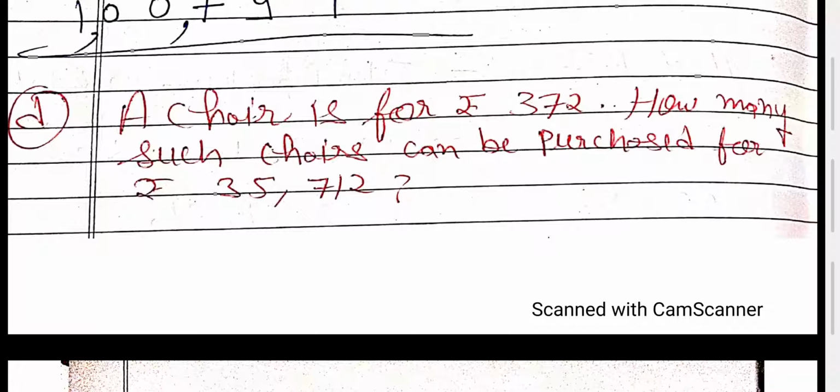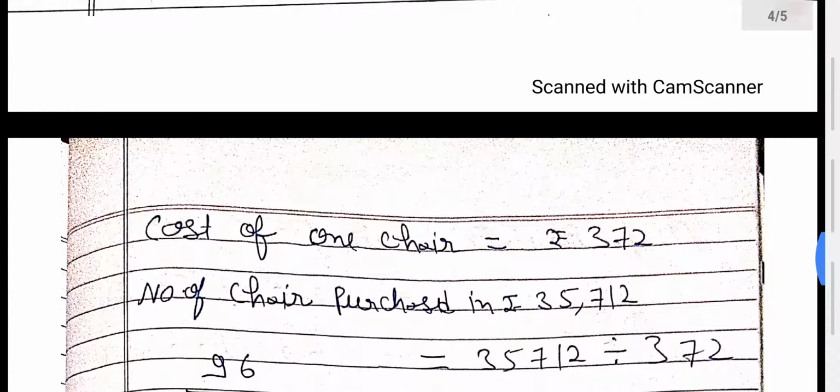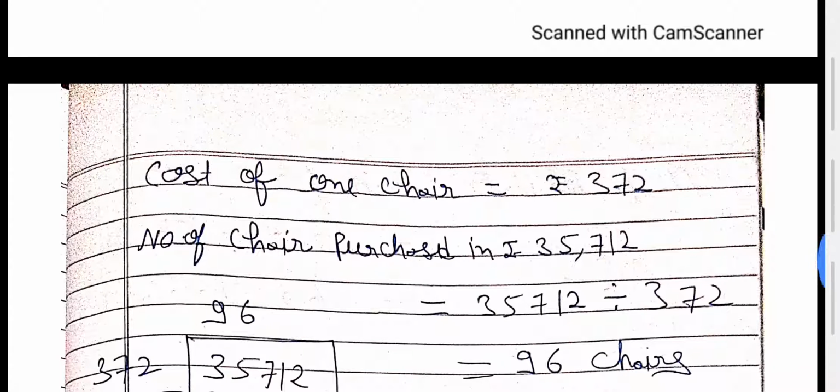Now what is the cost of one chair? 372, and you have to purchase for how many rupees? 35,712. So listen, whenever the question asks for the number of any item, then what will you do? Divide the large money by the small one, or divide the total money by the cost of one chair. It is a simple method, nothing else.